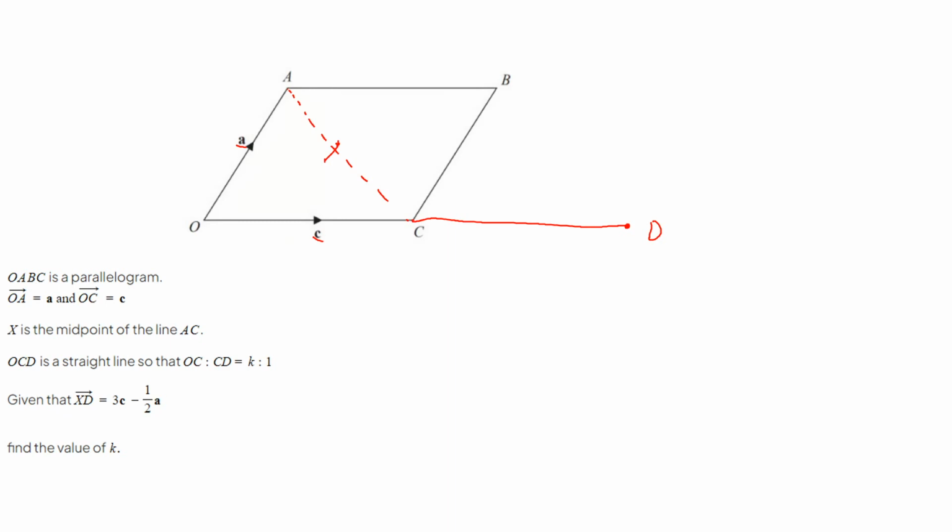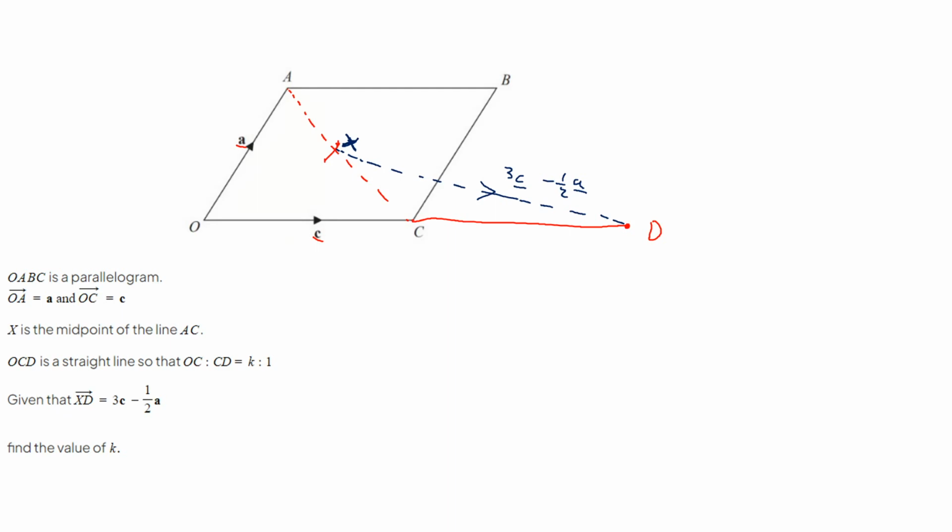So we're told that vector XD, so X to D, is a vector 3C plus a half A minus lambda C. And we need to work out what K is, because that's the point. We're trying to work out the ratios. Okay, not a problem. So the start is the same as it's always been.